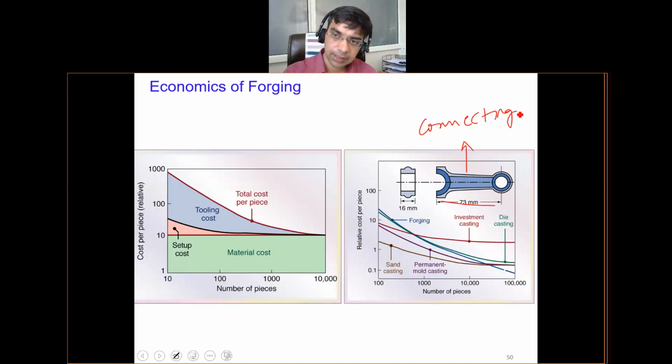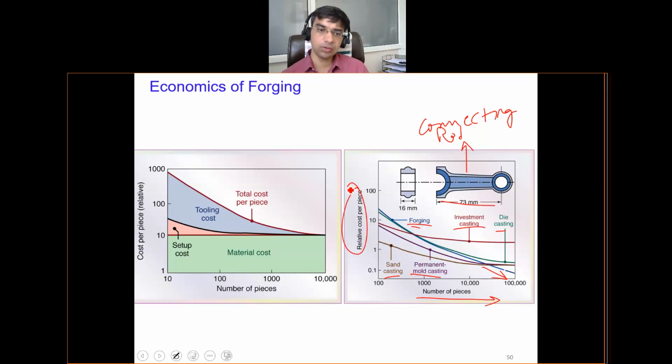So if you make this connecting rod using different processes like sand casting or permanent mold casting, forging, investment casting, and die casting, you will observe that as the number of pieces increase, forging becomes one of the cost efficient methods to produce this part. Also, relative cost per piece goes on reducing. So that is why forging is a very good process when you are making critical components in large numbers.